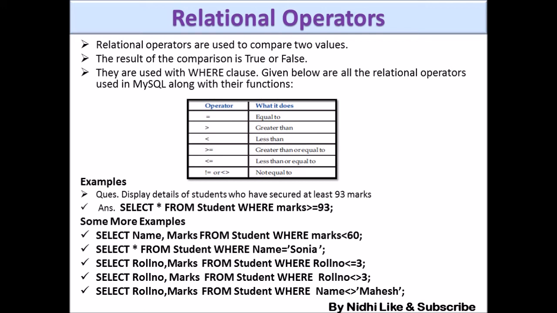Or if I say that 56 is equal to 56, that is also true. So these are comparison operators. The result of a comparison operator is only either true or false. They are used with the where clause, and here are the relational operators: equal to, greater than, less than, greater than or equal to, less than or equal to, and not equal to.